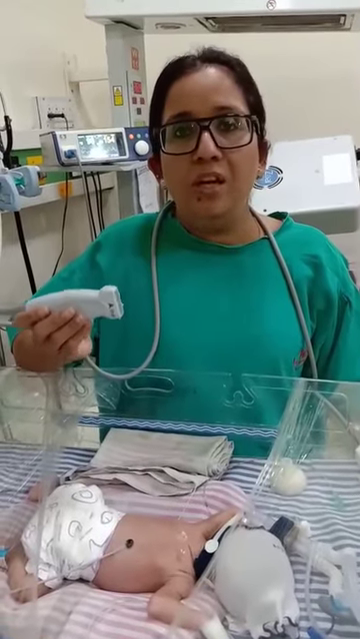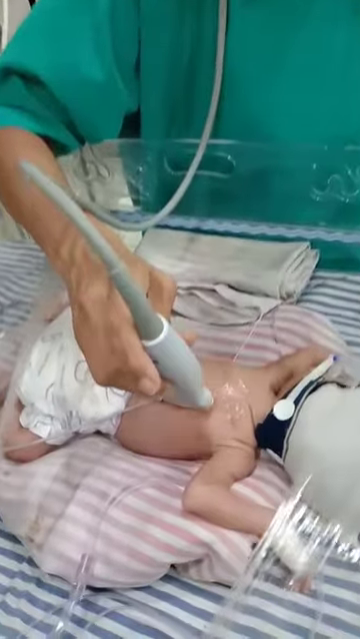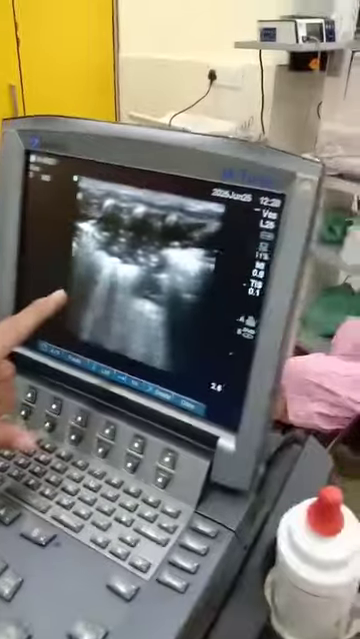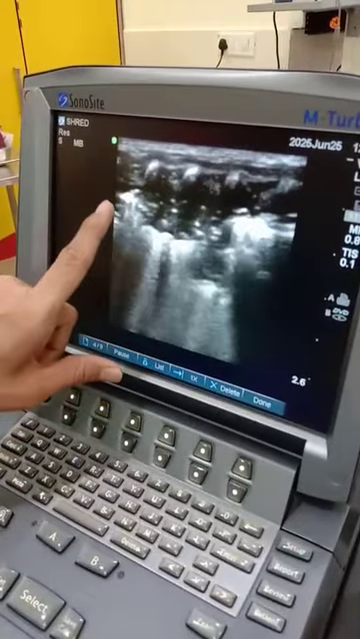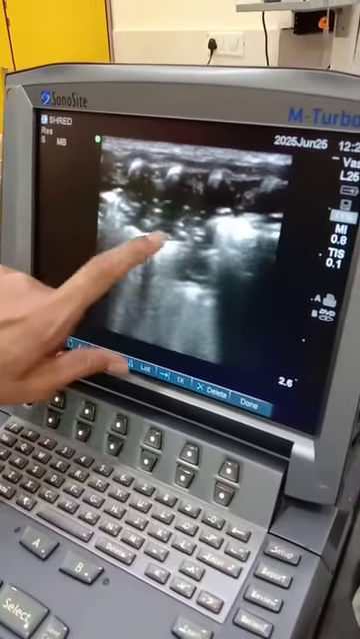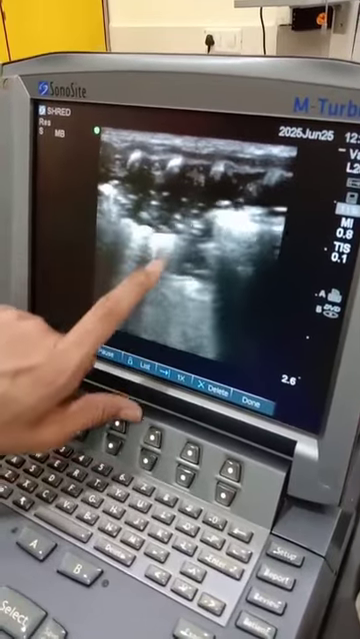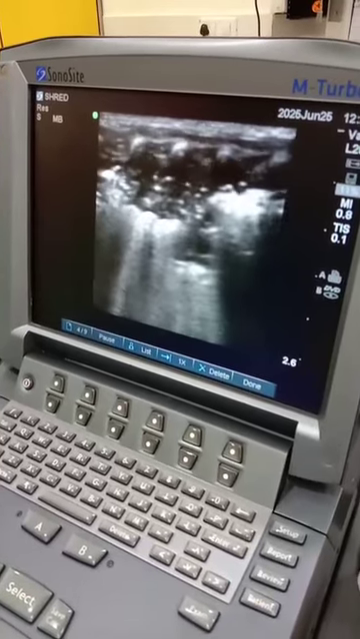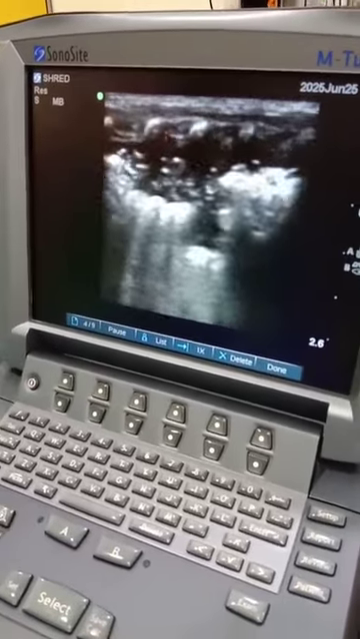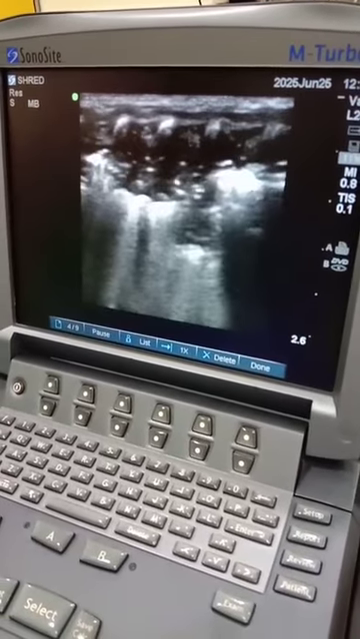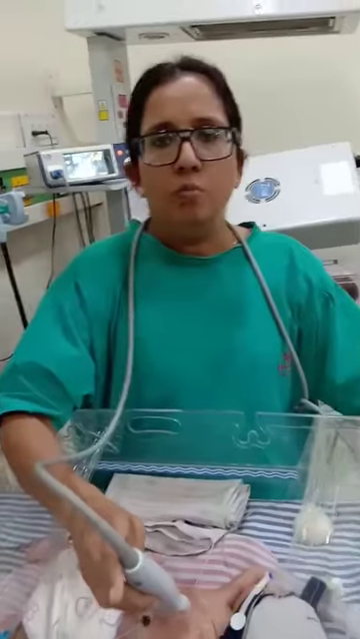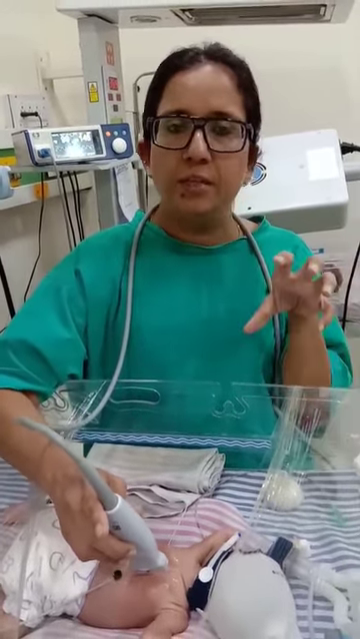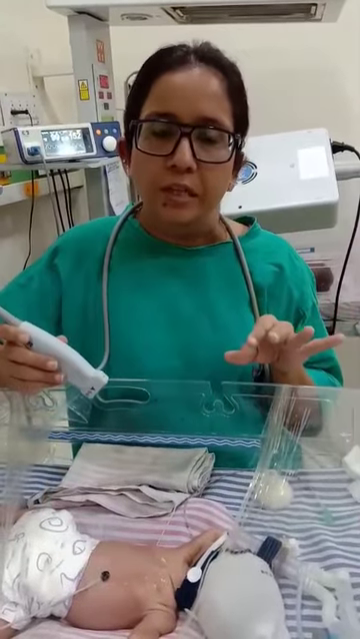Now I am keeping the probe in R6, right? I have kept the probe in R6, and look at the picture. There's again no pleural line established. This area to me is more like atelectasis, and this is the shred sign, and this baby has a B profile. So this baby has coexisting atelectasis and pneumonia. What we have seen on the right side, in R5 we have pneumonia and atelectasis, in R6 also we have pneumonia and atelectasis.